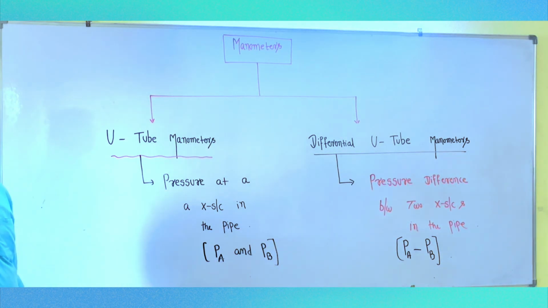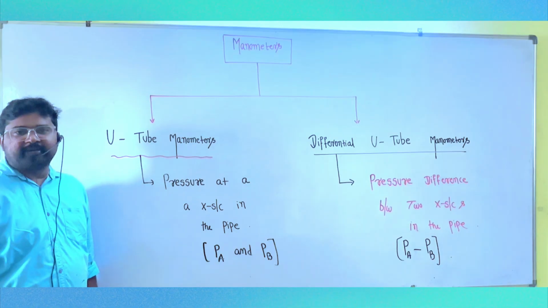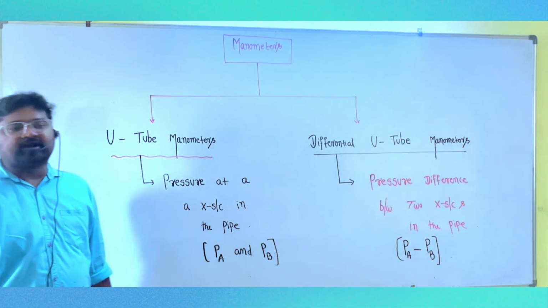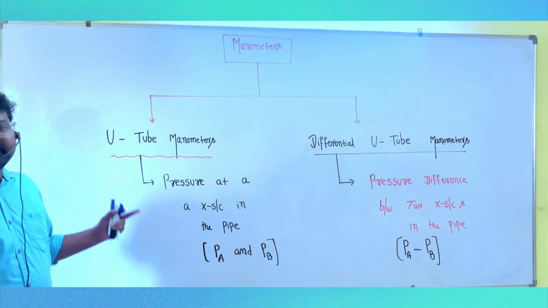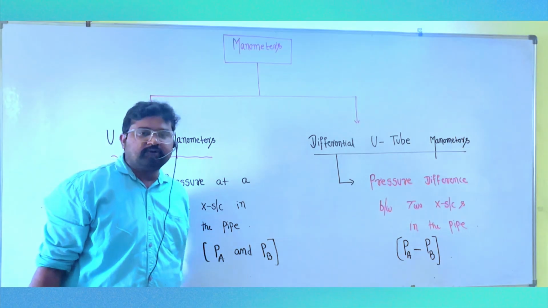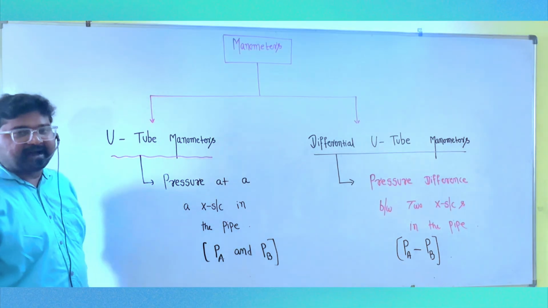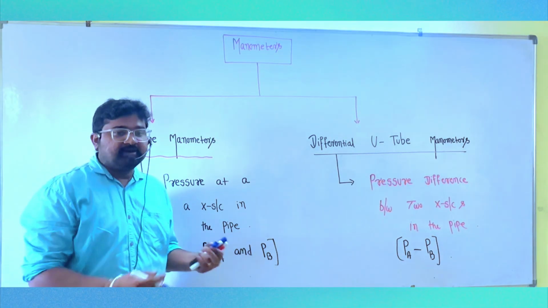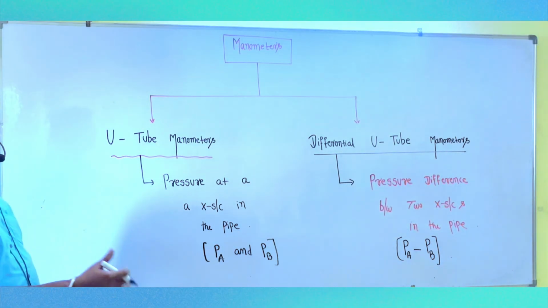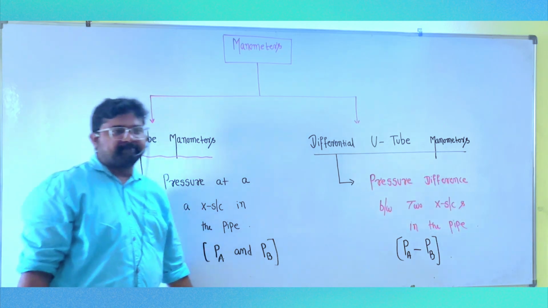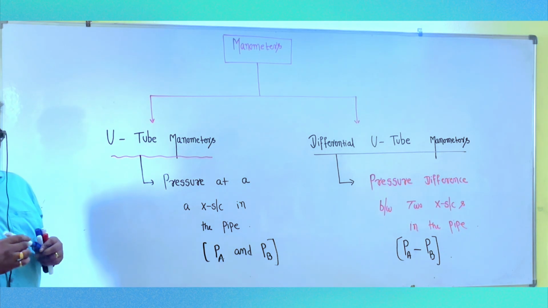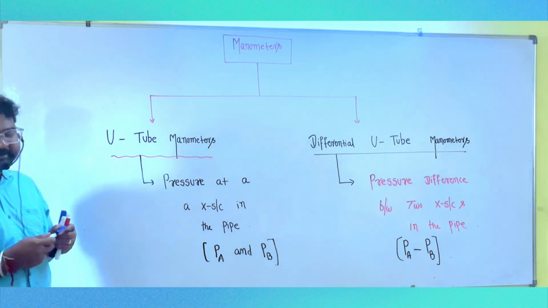Manometers are of two types: the U-tube manometer and the differential U-tube manometer. U-tube manometers are used to determine pressure at a particular cross section in the pipe. Differential U-tube manometers are used to determine pressure difference between two cross sections in the pipe.